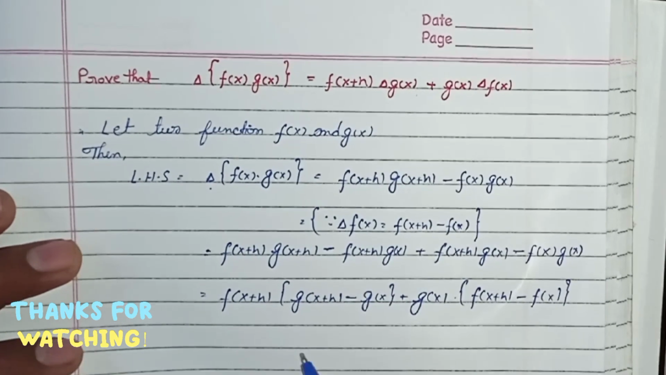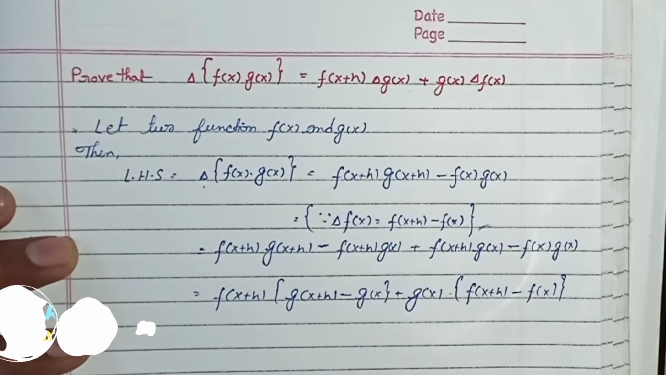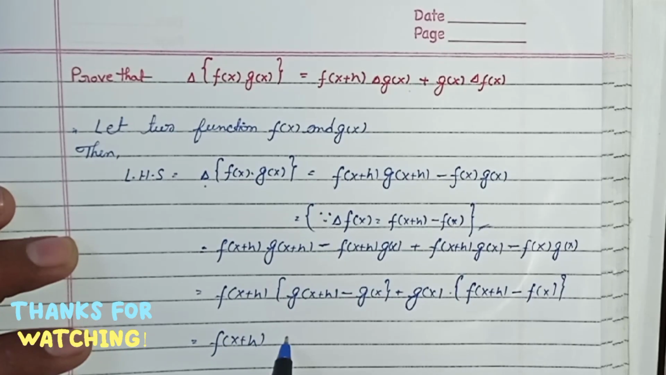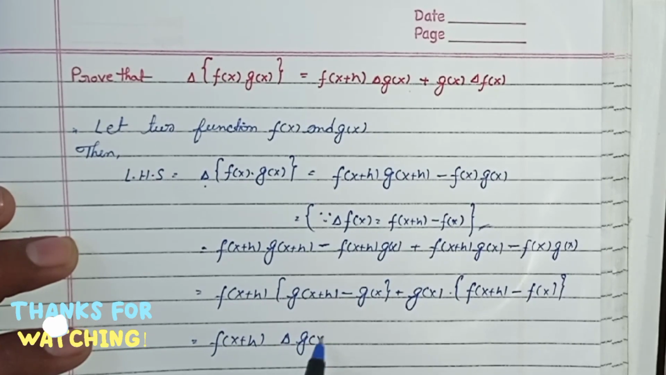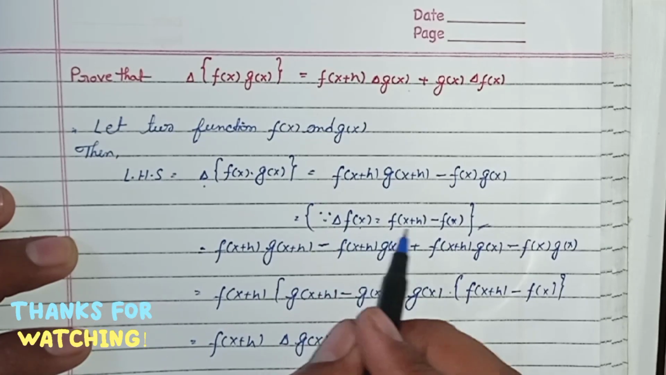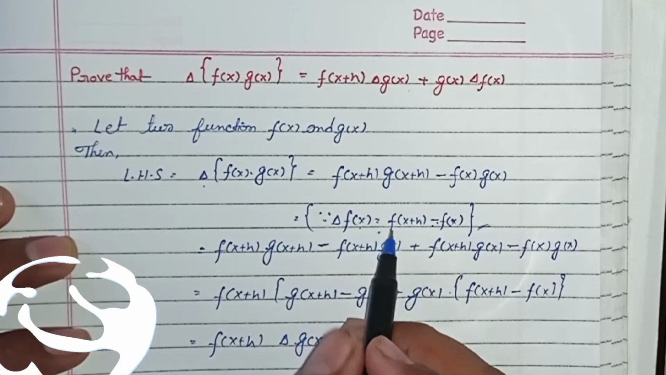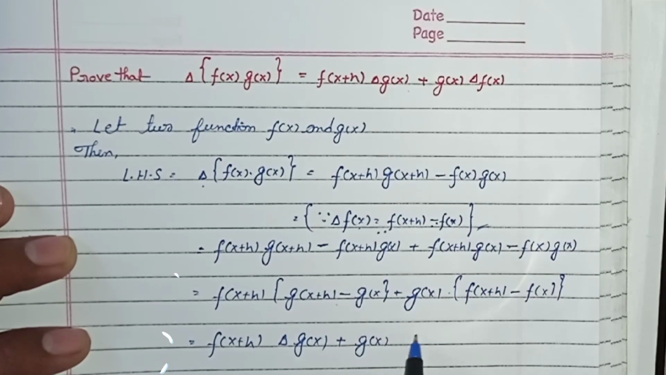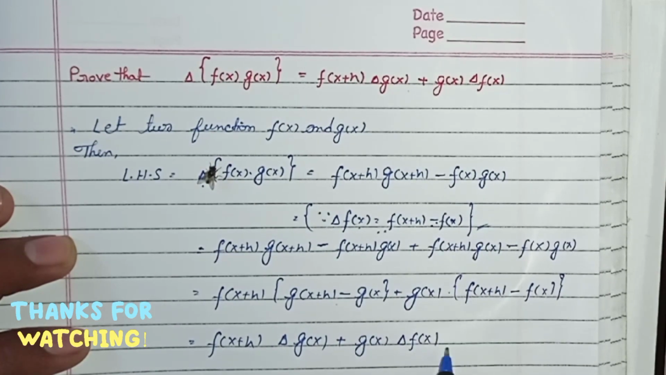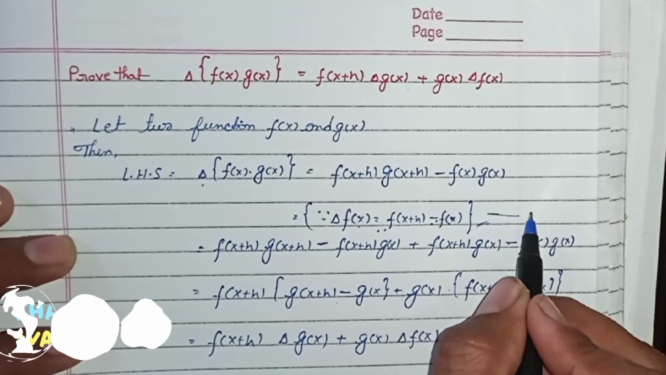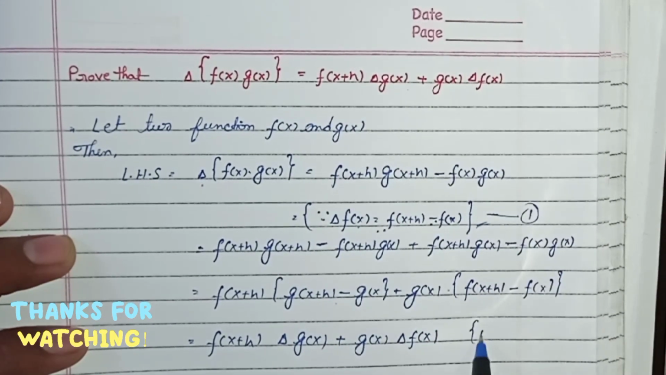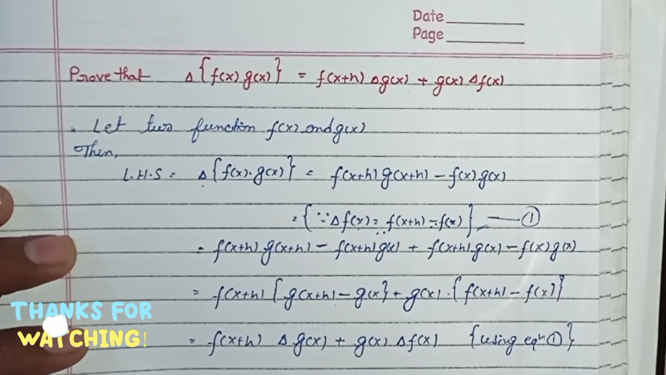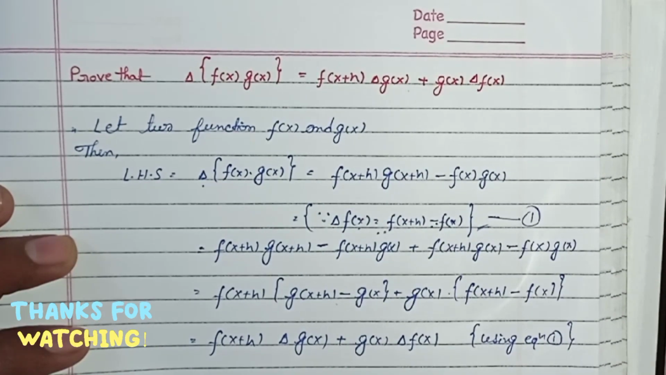We know what is this. So we write this as f(x+h) into the forward difference of g(x), because the forward difference of f(x) is equal to f(x+h) minus f(x). So by this we write it into this form, and plus g(x) and the forward difference of f(x), taking this as equation first, and we write using equation first, hence proved.